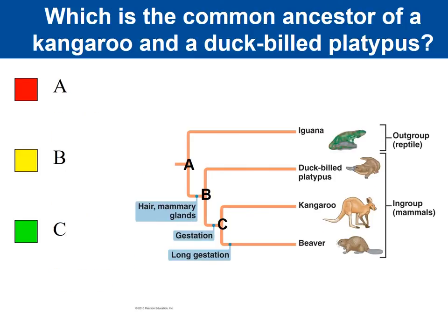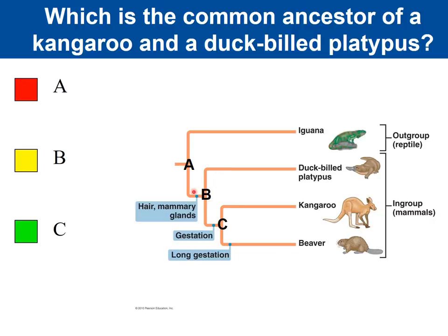Question 2 says, what is the common ancestor of the kangaroo and the duck-billed platypus? Is it A, B, or C? Again, pause, and when you're ready, turn it back on.